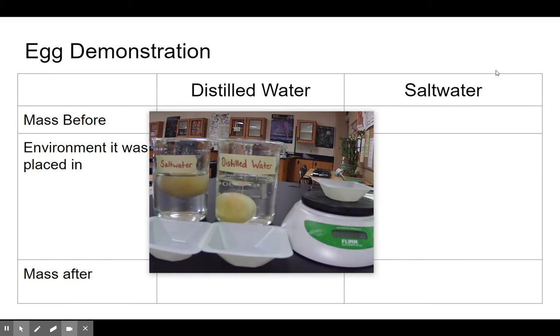So we're going to look a little bit at this in terms of the environments that these are in and use a little bit of vocab to explain this. And then you're going to predict what you think will happen. We're going to leave these sitting in here for, I don't know, an hour or two. And then we'll come back and see if and how the mass has changed.